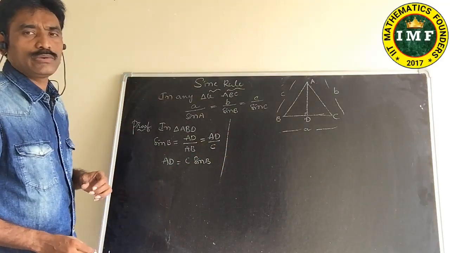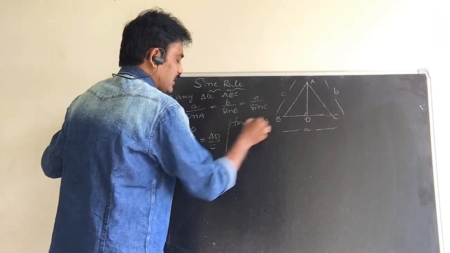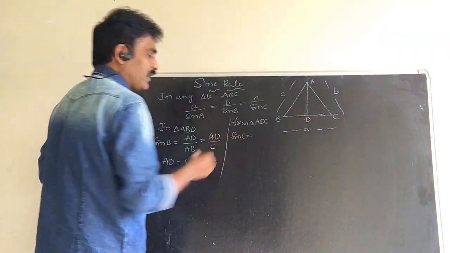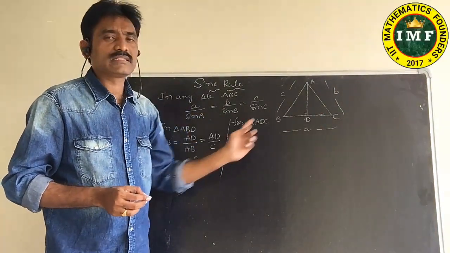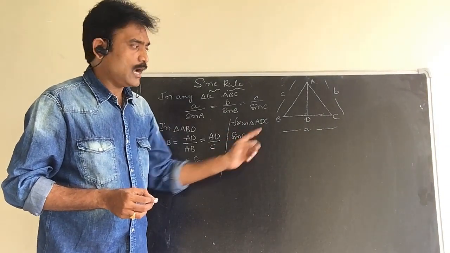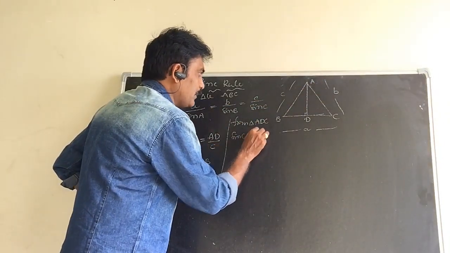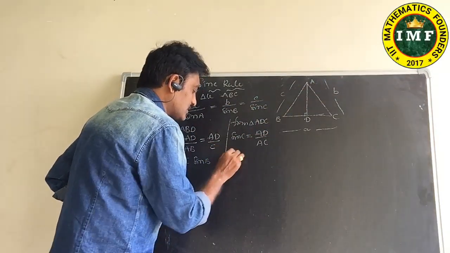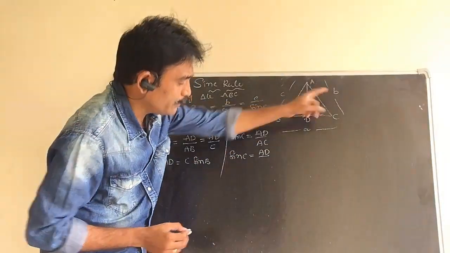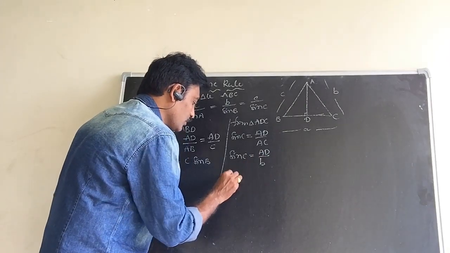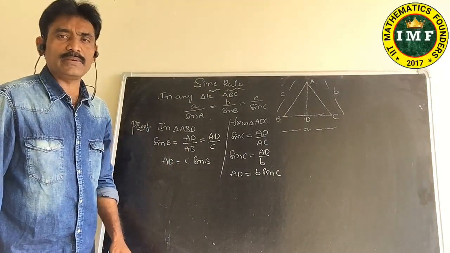Now I am going to another right triangle, triangle ADC. Here I am applying sine of angle C. Sine of angle C is defined as the opposite side of angle C by the hypotenuse, that is AD by AC. So sin C is equal to AD by AC, which is AD by small b. By cross multiplication, we get AD is equal to b sin C.